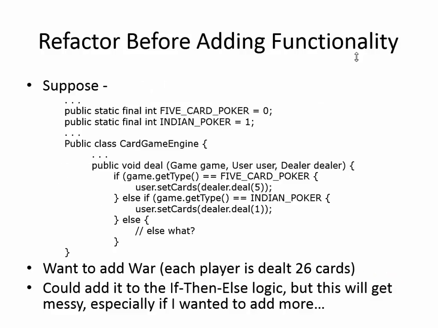So here's one where just a very simplified model of wanting to add some functionality. I want to add a game called War to my card game engine, right? Currently, it does 5-card poker and Indian poker. And right now, this particular stuff, I'm just showing a little bit of if-then-else logic that says what kind of cards need to be dealt depending on the card game. So I could certainly add another else clause and say War deal 26, right?